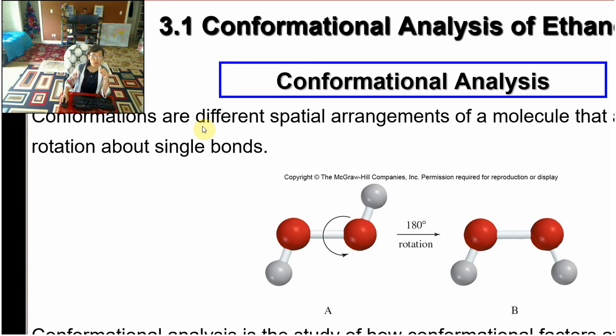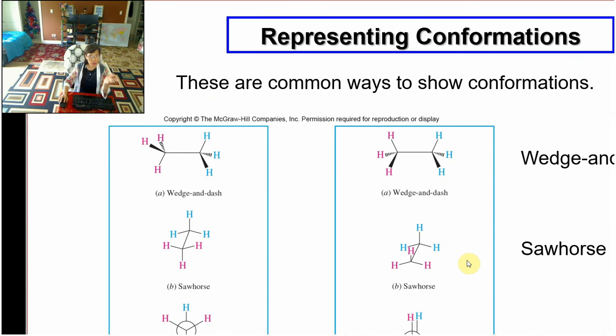Number one, conformations are the different spatial arrangements for the same molecular formula. Number three, the conformations are generated by rotation of a single carbon-carbon bond, such as this red-colored carbon and the second red-colored carbon. And these conformations can be represented by three different forms.